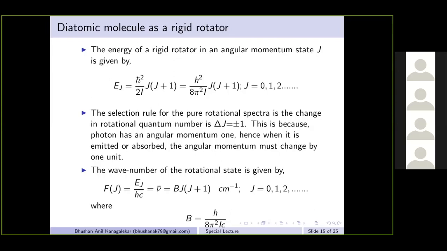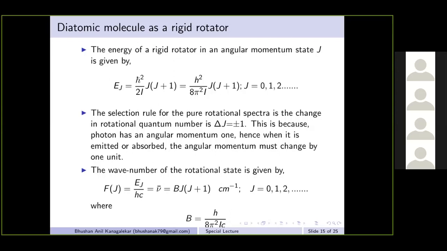The wave number of the rotational state, E_J by hc, mu bar, is equal to B J(J+1). We know all these details. J is equal to 0, 1, 2. B is equal to h square by 8 pi square Ic. So if you have BJ(J+1), when there is a transition from J is equal to 1 of the higher state to J is equal to 0 of the lower state, in the same vibrational state, then you will get a rotational line.